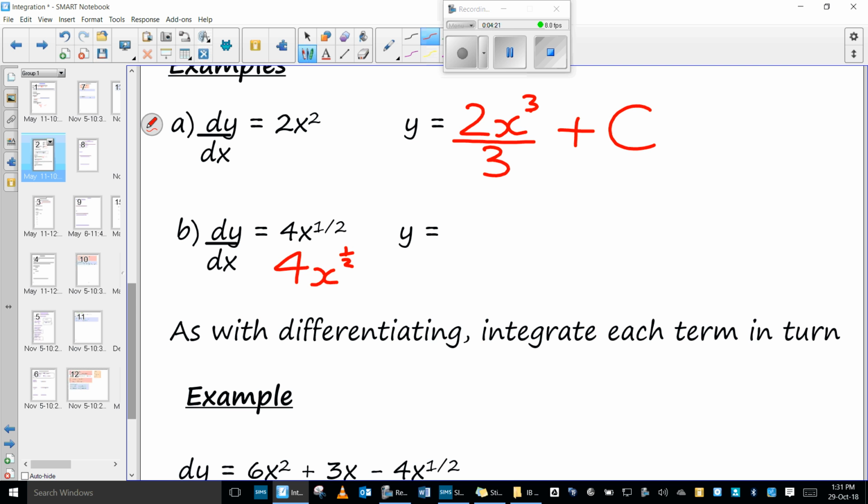So the rules still apply. We add 1 to this, so it's going to become 1.5. Now, if you remember with calculus, with differentiating, we try to think of improper fractions rather than mixed numbers or decimals. So 3 over 2. This would be 4x to the 3 over 2, and then we're going to divide by what? 3 over 2.